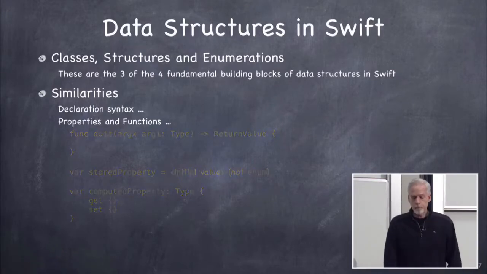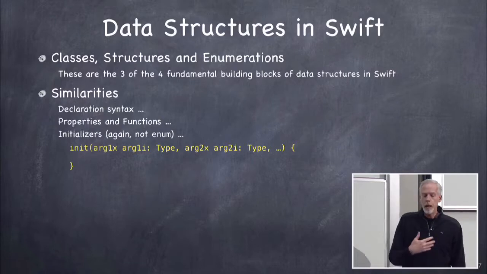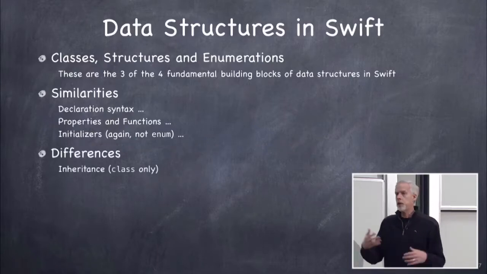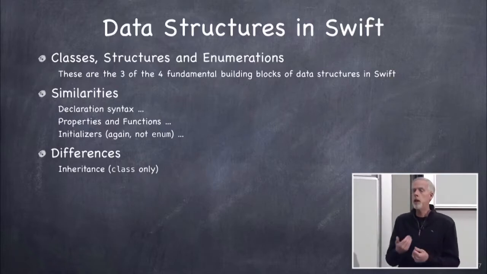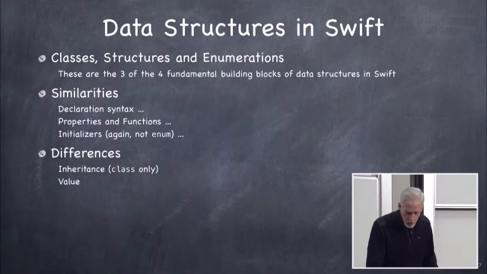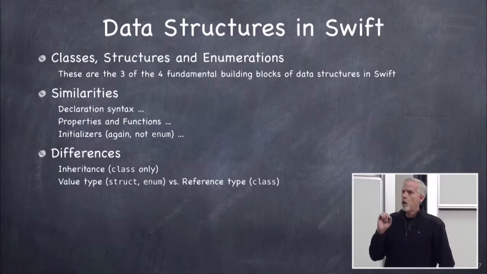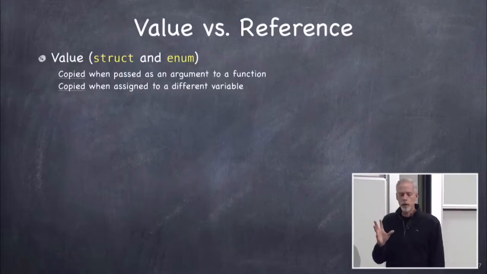Another thing that's very similar is they can all have initializers except enums. Enums don't need an initializer because you just say the case you want. But structs and classes have initializers. So that's the same. Now, what are the differences? Well, of course, inheritance is a big difference for classes. Classes have inheritance. Structs and enums do not. But the most important difference, which I mentioned last time, is that structs and enums are value types and classes are reference types. So let's go into that and talk about it just a little more. It's so important. I'm going to talk about it again.